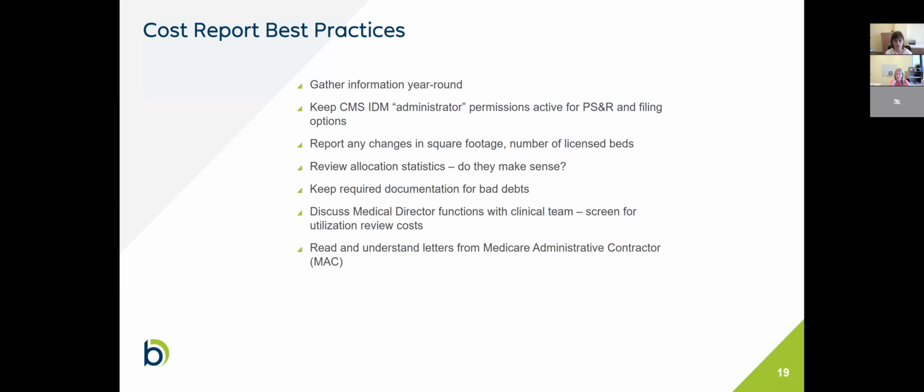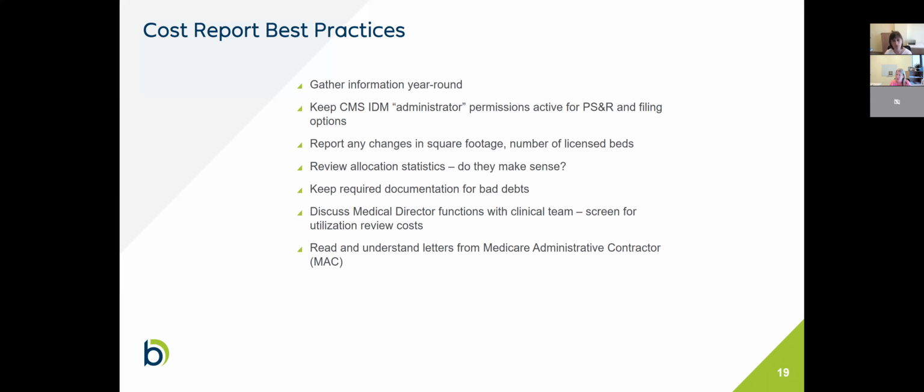We mentioned bad debts, that's a reimbursement opportunity. Make sure that you're keeping all the required documentation for the bad debts: remittances that show that the bad debts were denied, your collection efforts, everything that you need in order to make sure that you're able to be reimbursed for those bad debts.